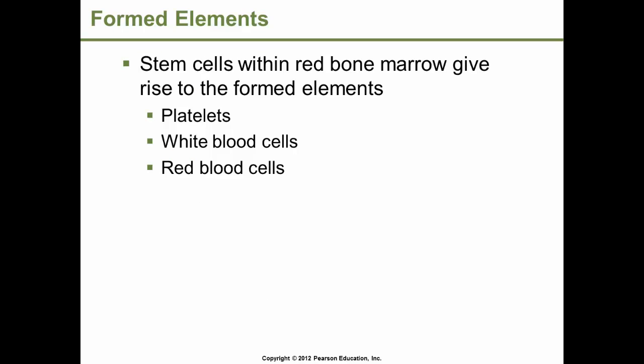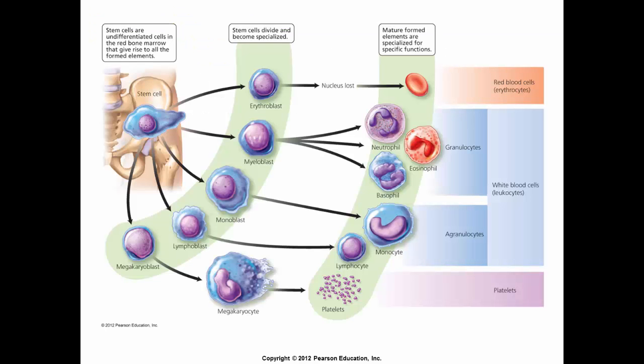Stem cells, if you recall from Chapter 5, are found within the bone marrow, and they give rise to all the formed elements: the platelets, all white blood cells, and red blood cells. And so this shows the stem cells, which, if you recall, are just undifferentiated cells found in the red bone marrow, and they give rise to all the formed elements. Formed elements is just a generic term for all blood cells.